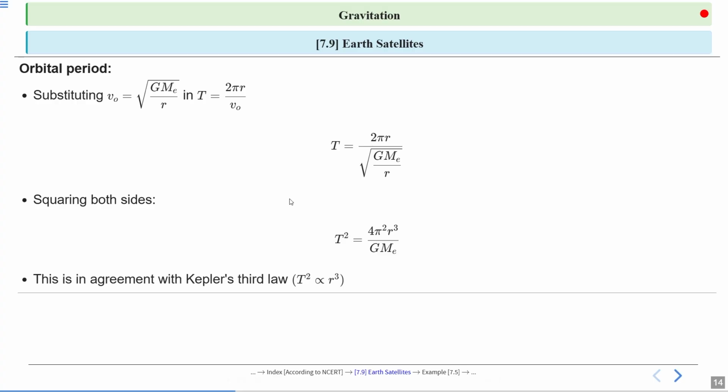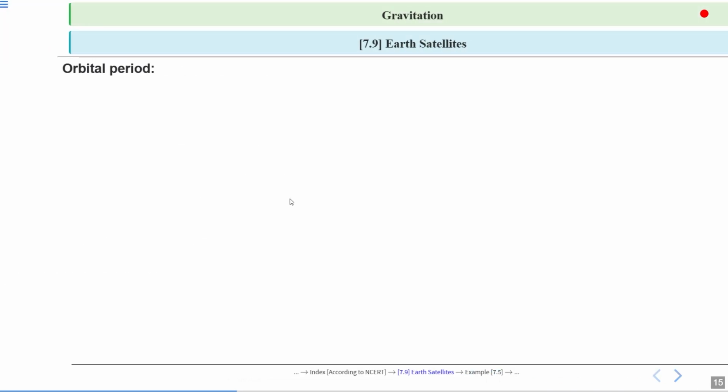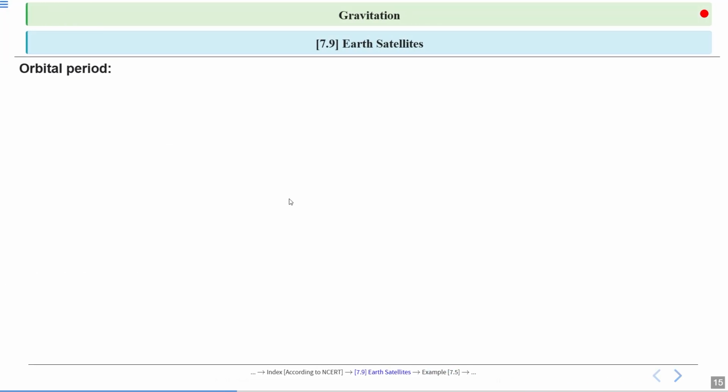This result aligns perfectly with Kepler's third law, which states that T square is proportional to R cube. This law is a cornerstone of celestial mechanics, showing how the motion of planets and satellites is governed by predictable mathematical relationships. Let's continue with orbital period.